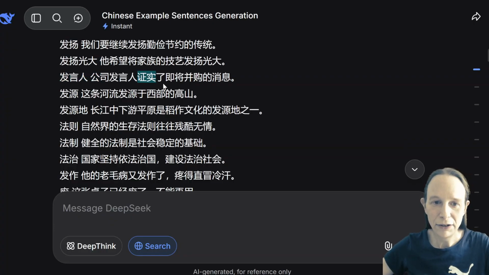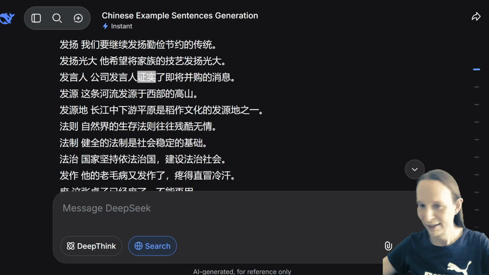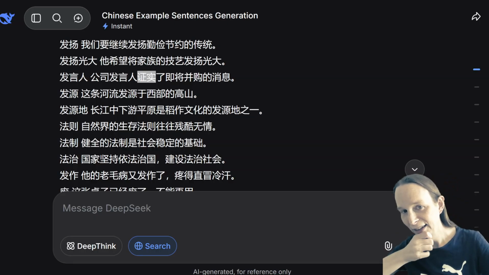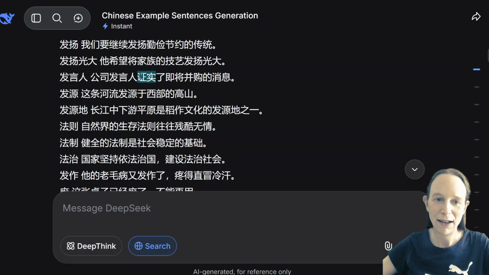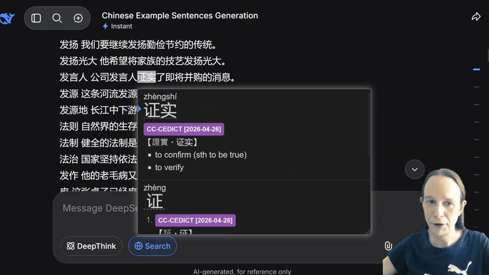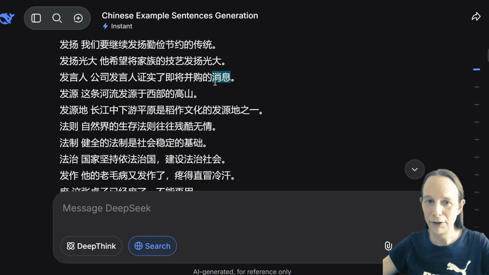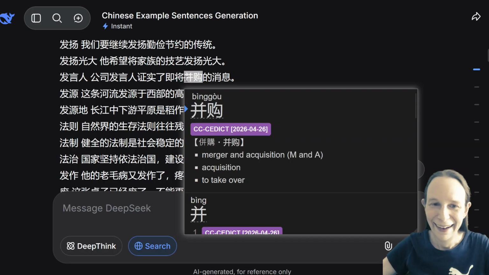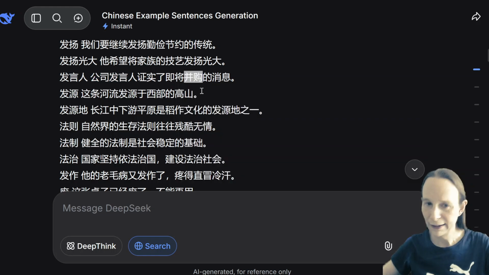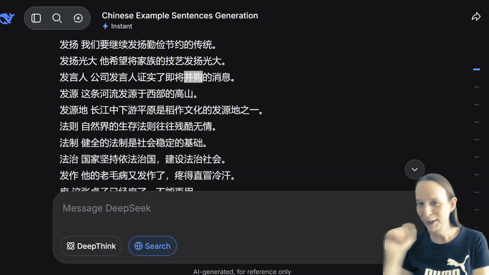Okay, 公司发言人证实了几张并购的消息. The company spokesperson 证实. So here it's 证实, usually means to prove as correct, right? Maybe here it's just like affirm, verify, confirm. Okay, confirming something is true. The news that they're about to 并购 be purchased. I think the company is being purchased, being taken over.